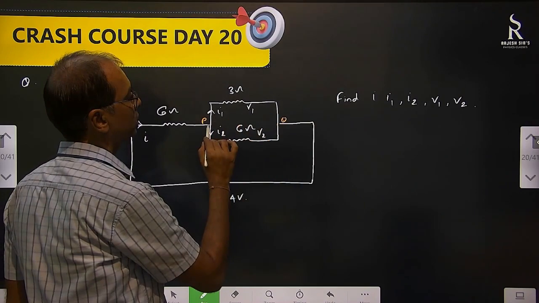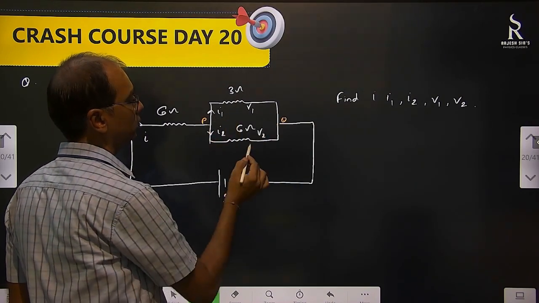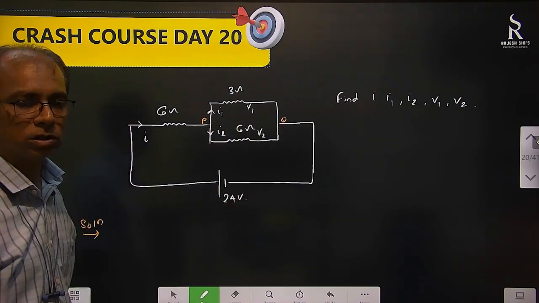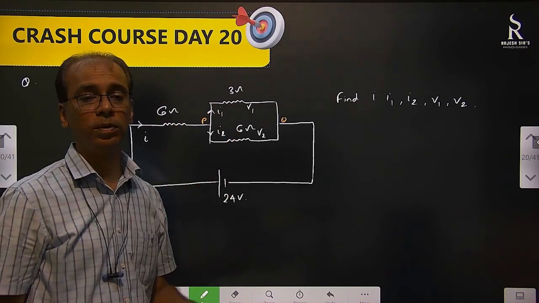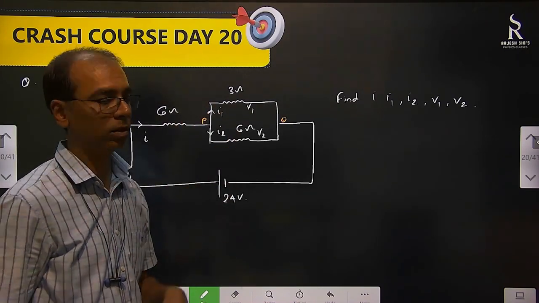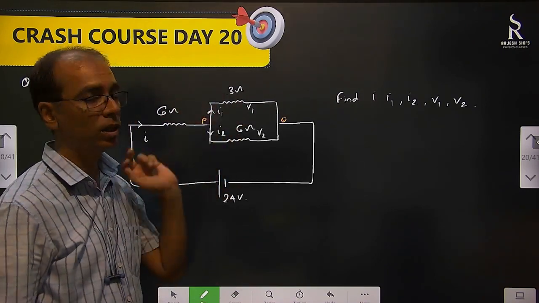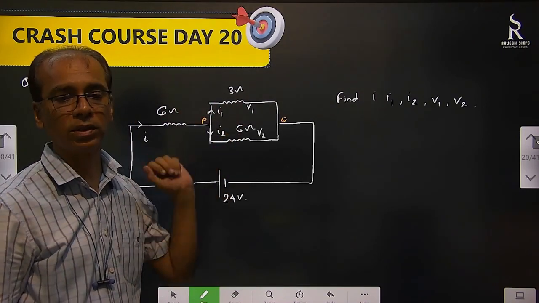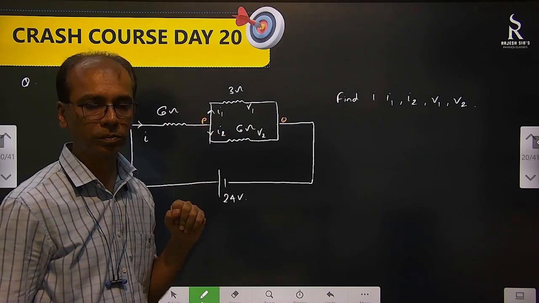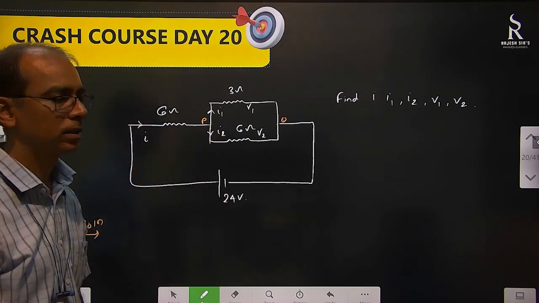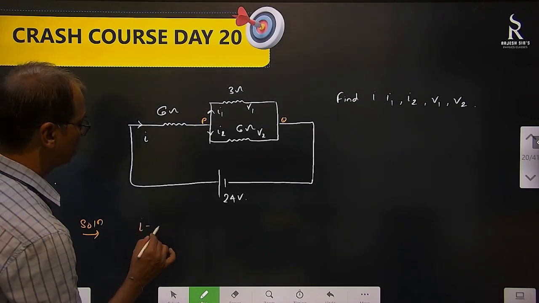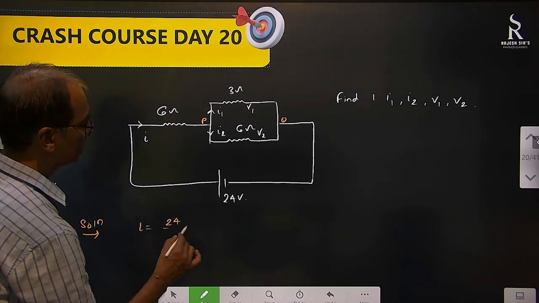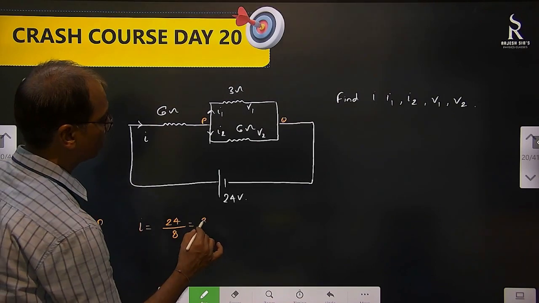Because potential difference is Vp minus Vq for this also, here also. Parallel connection. 6 and 3 are connected parallelly. So R will be what? R1 R2 by R1 plus R2. 6 into 3, 18 by 6 plus 3, 9, 18 by 9 is 2. 2 plus 6, 8 ohm. So current is 24 by resistance 8. So I is 3 ampere.